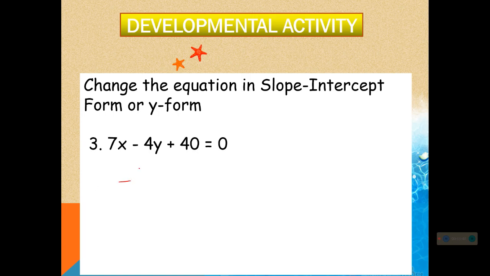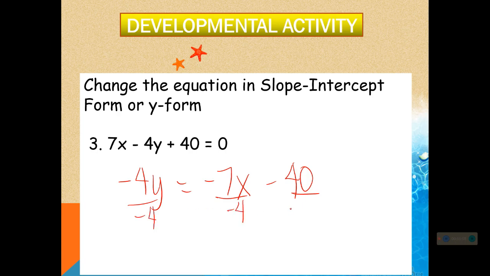So, we have negative 4y equals negative 7x, yes, plus negative 40. But since we have here negative 4, so what will you do? Yes, you are going to divide all the terms of the equation by negative 4. So, you will have y equals negative 7 divided by negative 4 is positive 7 over 4x. Then, negative 40 divided by negative 4 is, yes, so positive 10.